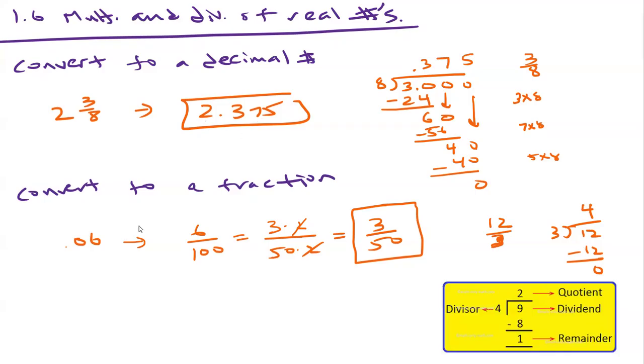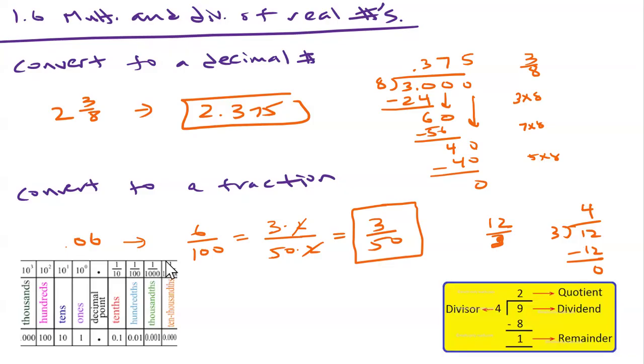And then in regards to converting from a decimal to a fraction, it's really helpful to look at this chart here. You have thousands, hundreds, tens, and ones, and then after the decimal, you have the tenths, hundredths, thousandths, ten-thousandths. In this case, we have two numbers after the decimal, so that's going to be the hundredths place. So what you do is you rewrite this 0.06 as 6/100.